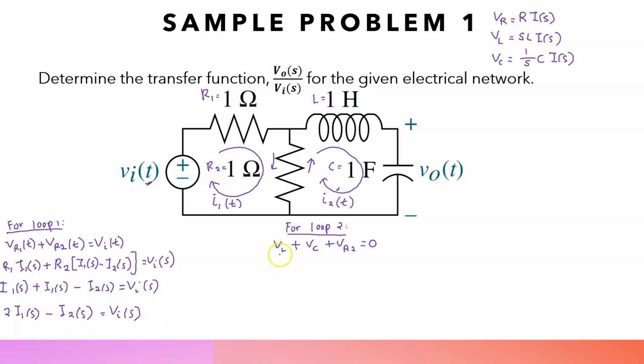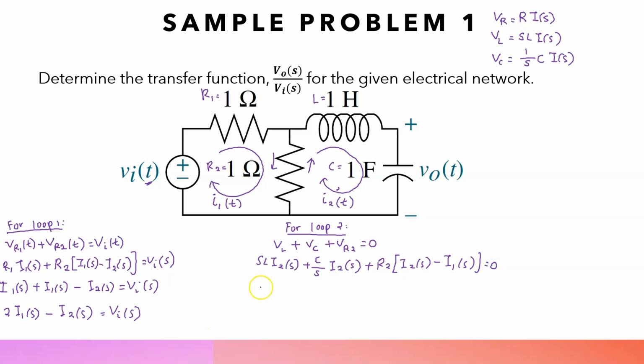Now let's move here. This is the inductance, so we will have sL I2(s), plus this one is the capacitor, so we will have 1 over sC I2(s). For VR2 it will be R2. Now we are dealing with the second loop, so we will have I2(s) minus I1(s) equals 0.